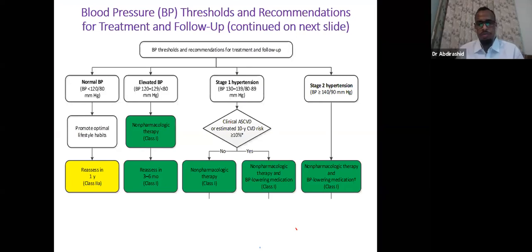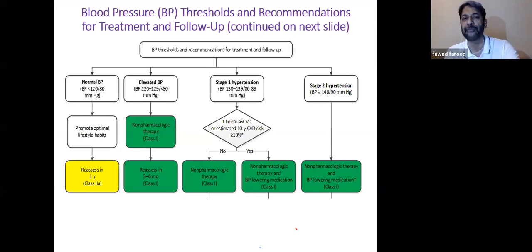Okay, sir. Sure. So this slide is just showing the four different categories of patient which I told you: normal, elevated, stage one and stage two, and what to do with them in terms of treatment strategies. A normal patient, you have to just promote lifestyle changes. In stage one, you have to judge his clinical atherosclerotic cardiovascular risk status. This is something new, that you have to judge the atherosclerotic cardiovascular score or estimate his cardiovascular risk, which I'm going to tell you how to do. This is a new thing.